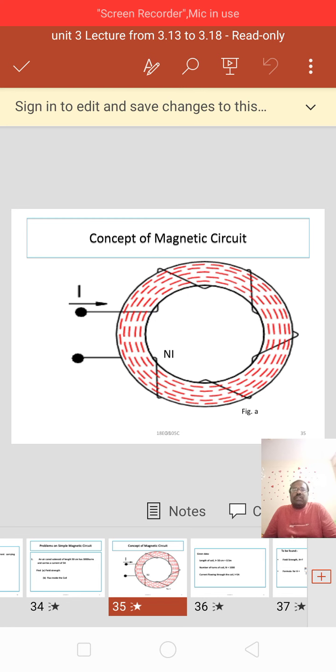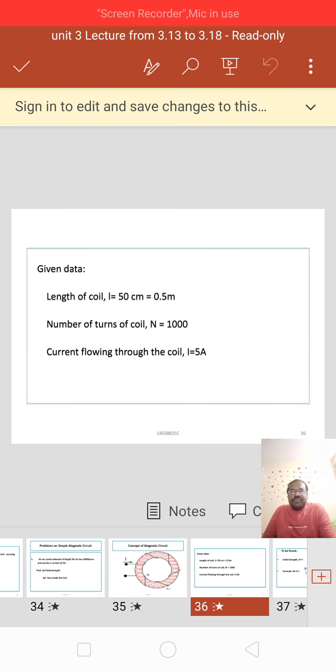Okay, next one. Concept of magnetic circuit. See here, it is a toroid which has a wire wound on it. Here the number of turns into current, and the current flowing through the conductor is I. Length of the coil l equal to 50 cm, that equals 0.5 meters. The number of turns of the coil N equal to 1000. Current flowing through the coil I equal to 5 A.